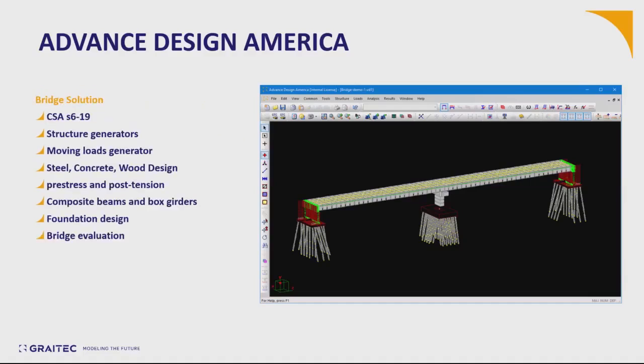For the design features, it is all based on the Canadian CSA S6. I won't go through all of the features, but just some of the big points and some important ones. First of all, we have very good structure generators, so it not only generates the structures, but in some cases even the loads on them. So it can really make the modeling faster, so you can generate things like culverts, abutments, piles, and buildings.